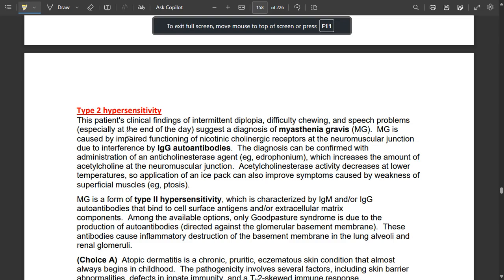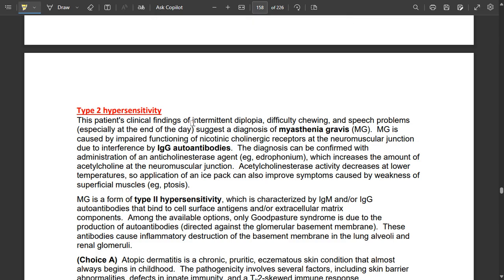Okay, the patient's clinical findings of intermittent diplopia, difficulty chewing, and speech problems, especially at the end of the day, point to a diagnosis of myasthenia gravis, which is a type 2 hypersensitivity reaction. It's caused by impaired function of the nicotinic cholinergic receptor at the neuromuscular junction due to interference by IgG autoantibodies. The diagnosis can be confirmed with administration of anticholinesterase agents that increase the amount of acetylcholine in the neuromuscular junction.